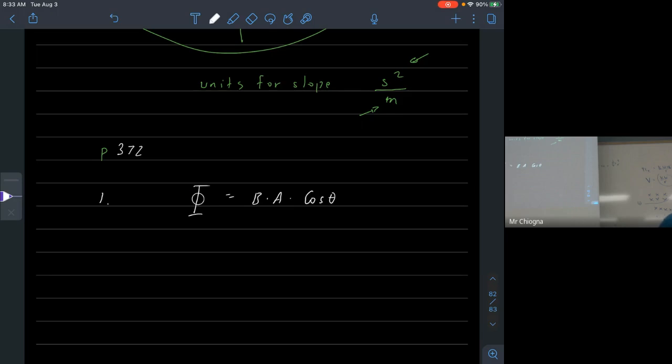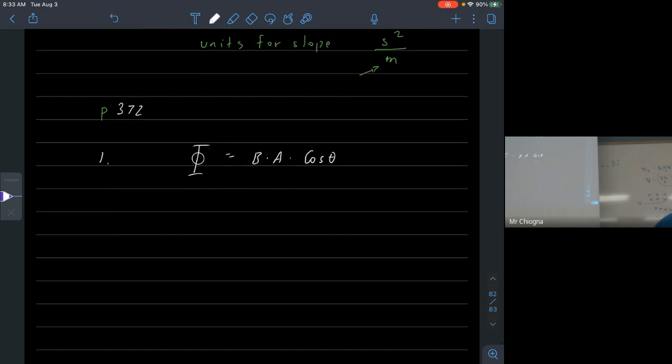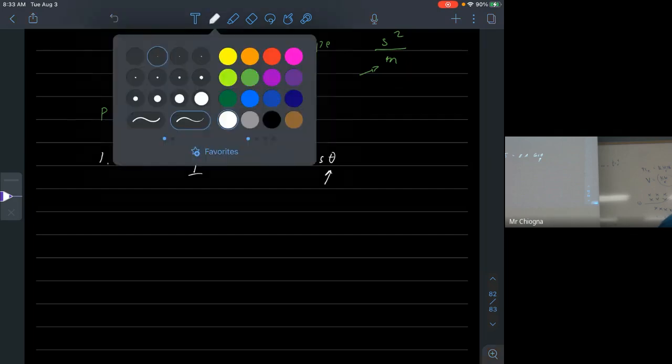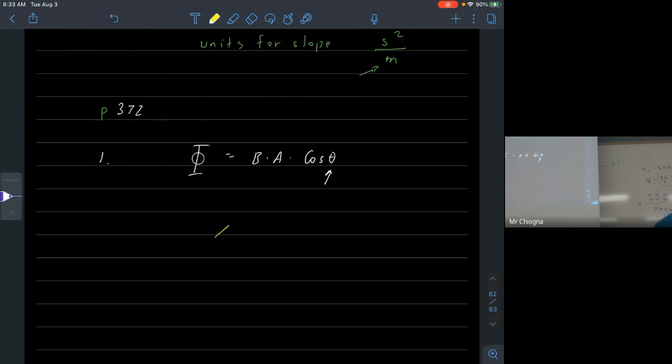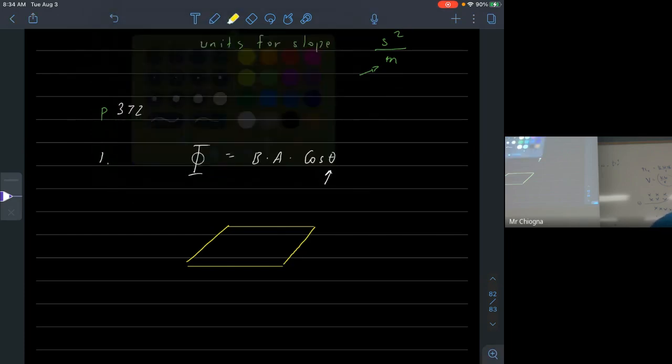That's flux. Before we move on, just so you're clear on what this angle is referring to, it's the angle, if I draw this coiled loop or this rectangular shaped coil of wire. There is, this is the surface here, by the way. Let's make sure we get that clear. This is the surface.